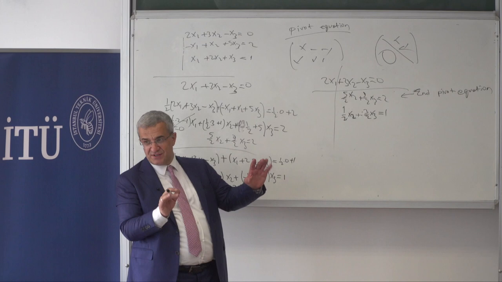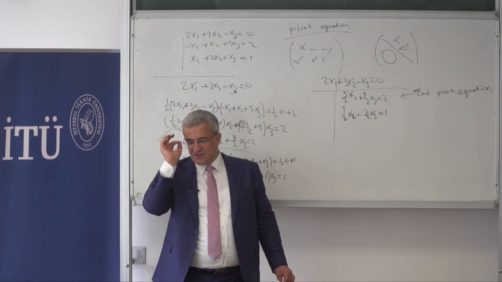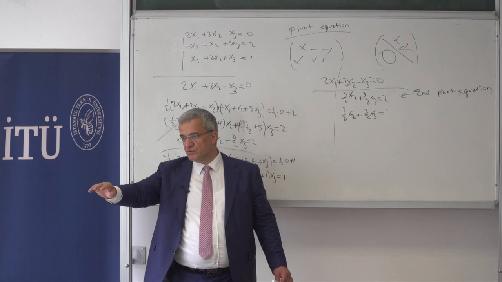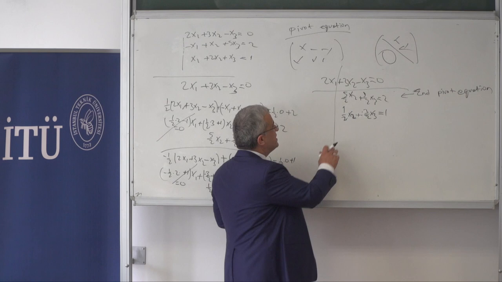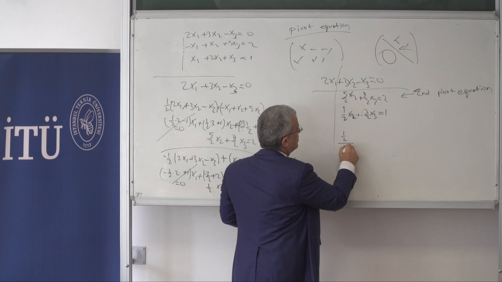You take this, divide it by that, and multiply the first row with it and subtract it with whatever row. So we'll automize that for computer. Okay, what do we do here? So we take this over this, okay? 1/2 over 5/2. Okay, let's call this alpha.